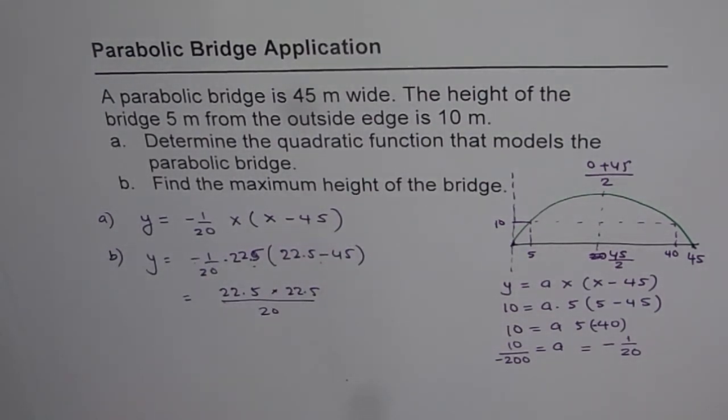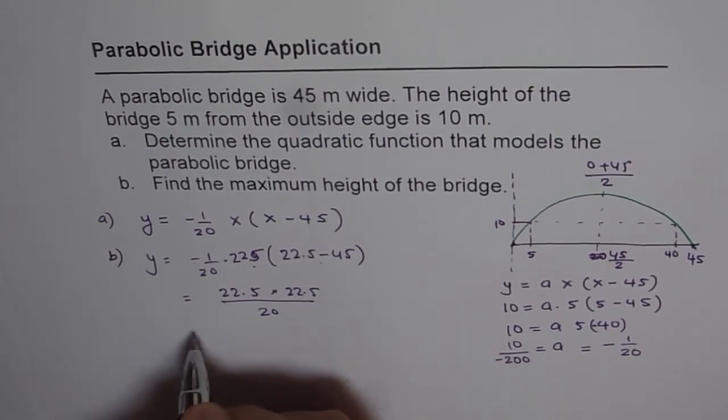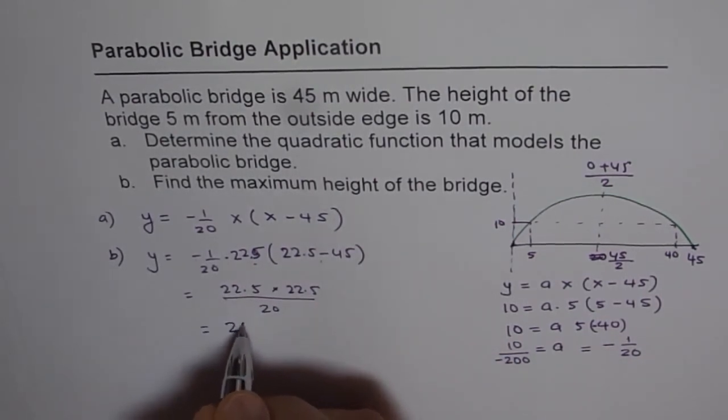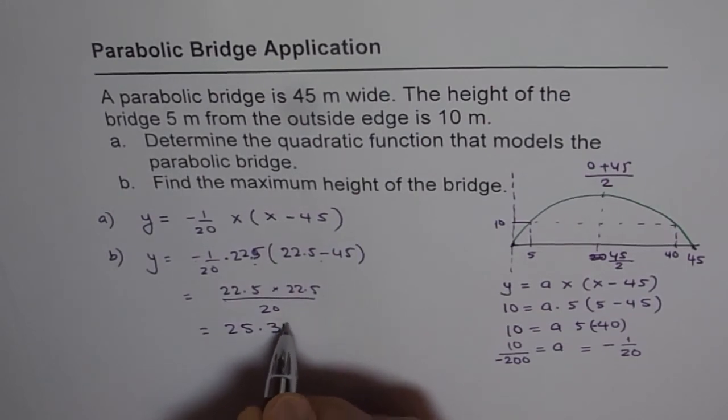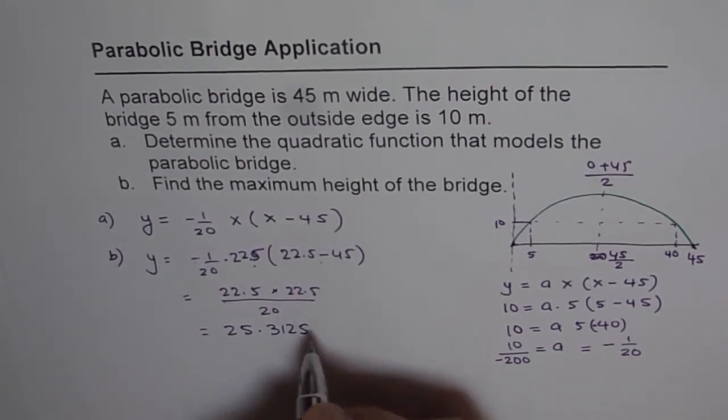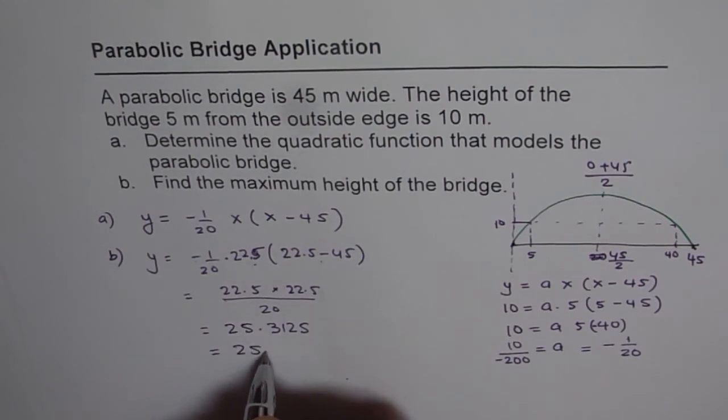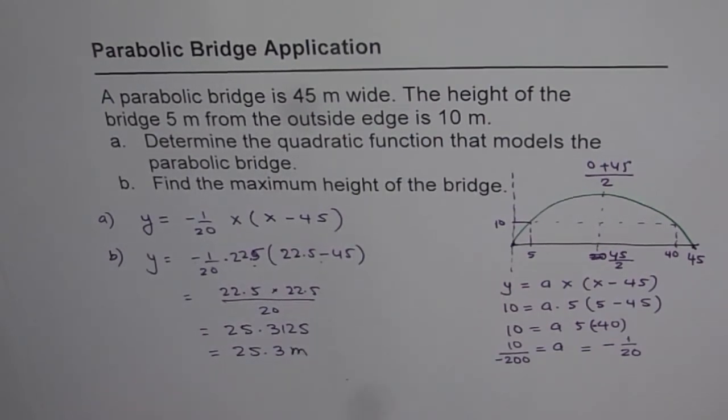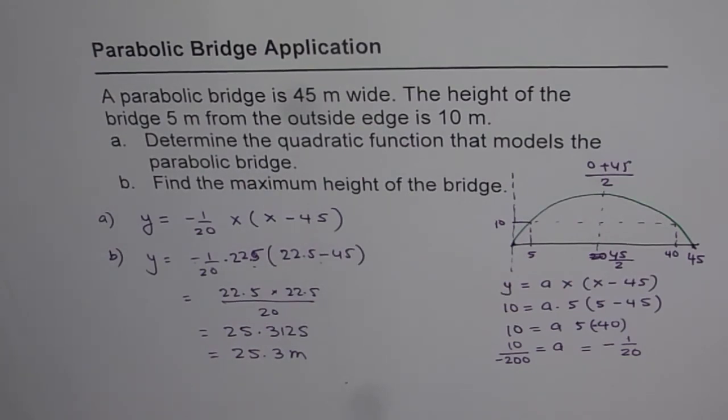So we can write down here 22.5 squared divided by 20, which is equal to 25.3125. So we can round it to approximately 25.3 meters. So the height of this bridge is going to be 25.3 meters. So that is how we can calculate the answer for this particular question.